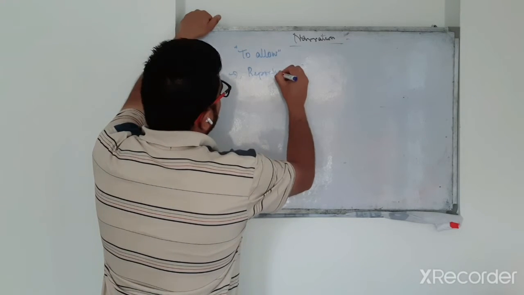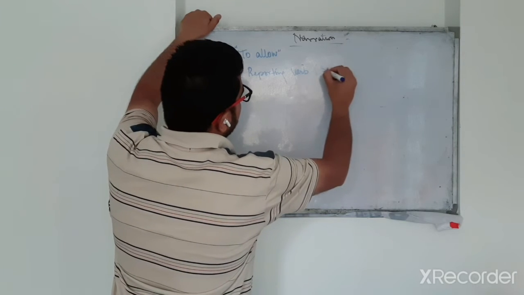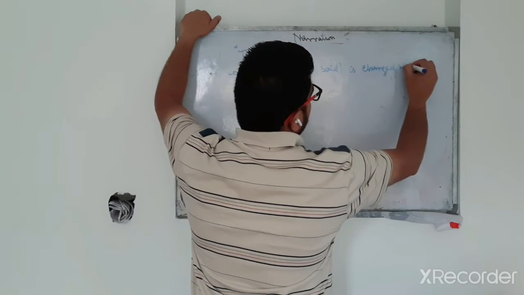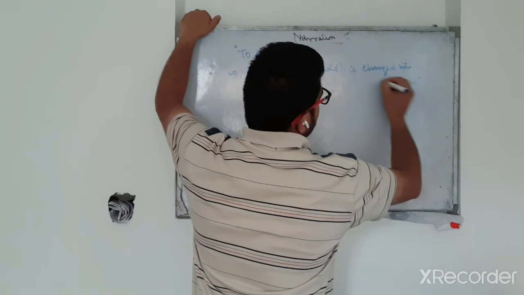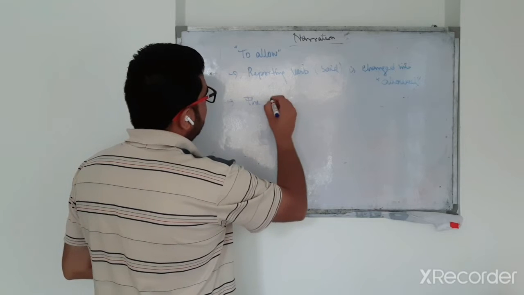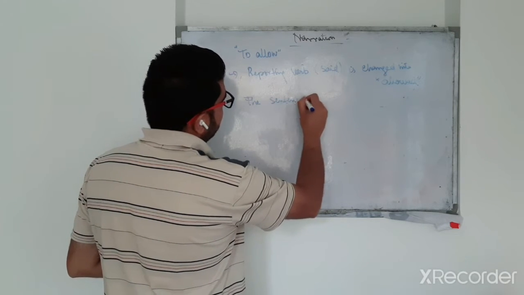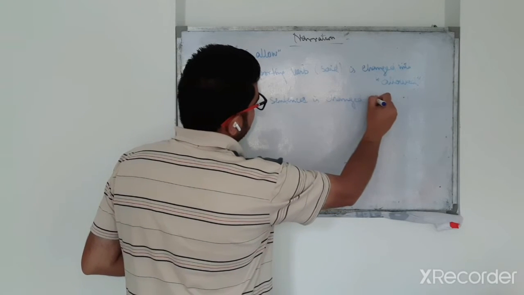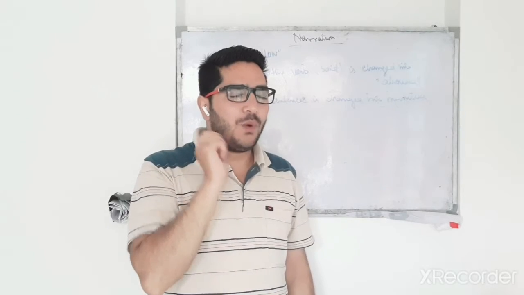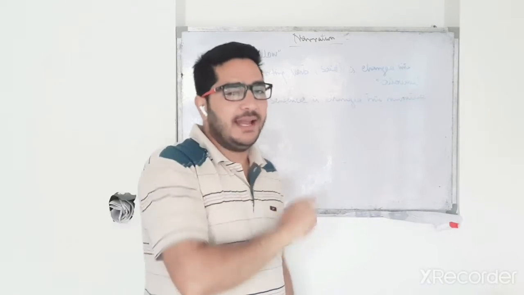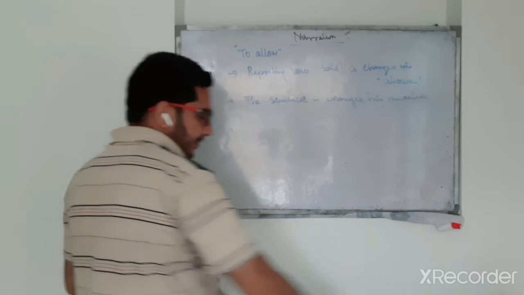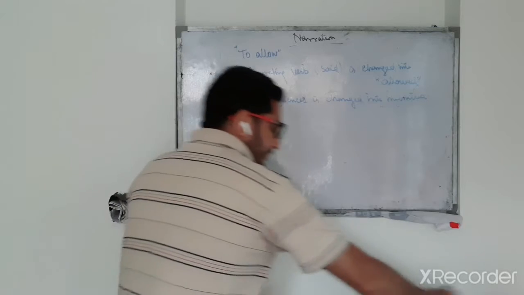Reporting verb. That is, we imagine it is said. Reporting verb said is changed into allowed. And the sentence is changed into infinitive, just like imperative sentences. What rule we followed in imperative sentences, that rule is this. For example, I'll give you an example and you will understand this.